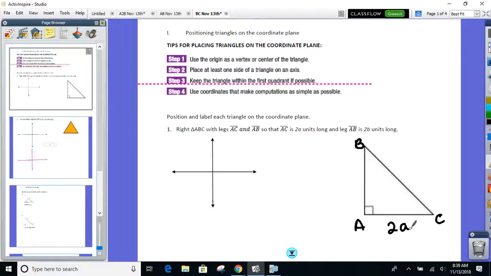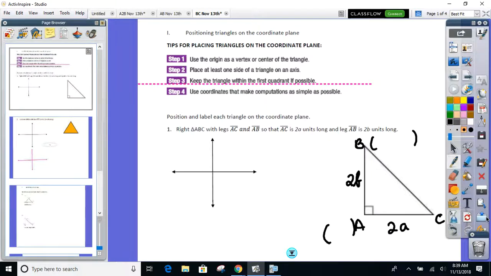So one leg has to be 2A, and the other leg's got to be 2B. But I have to set it up on the XY axes, and each of these vertices has to have coordinates. So this length is 2A, this length is 2B.